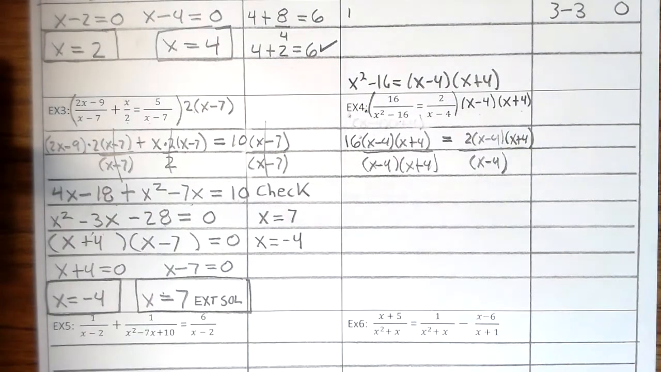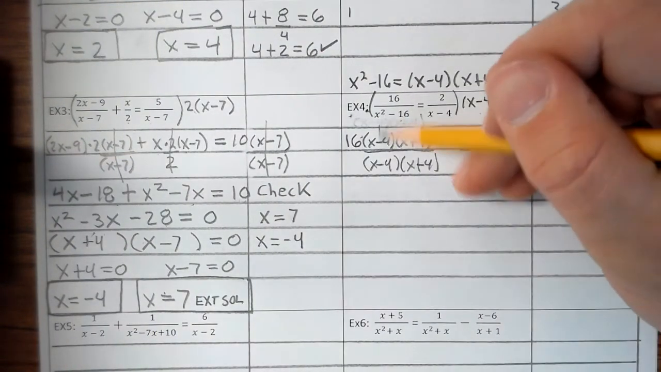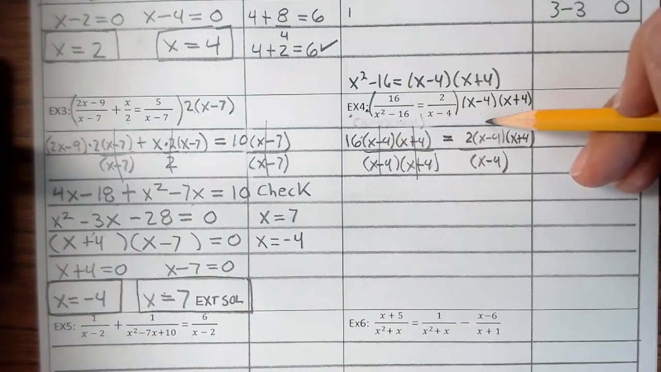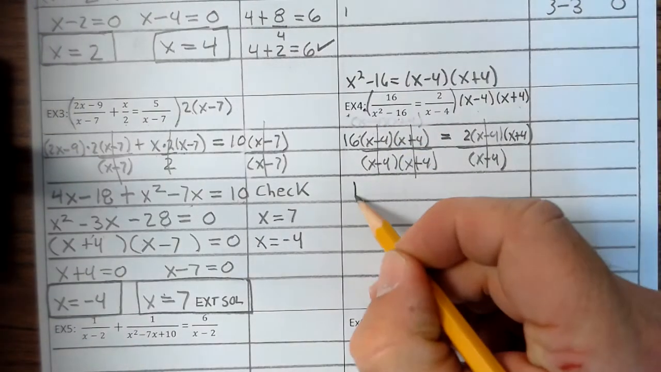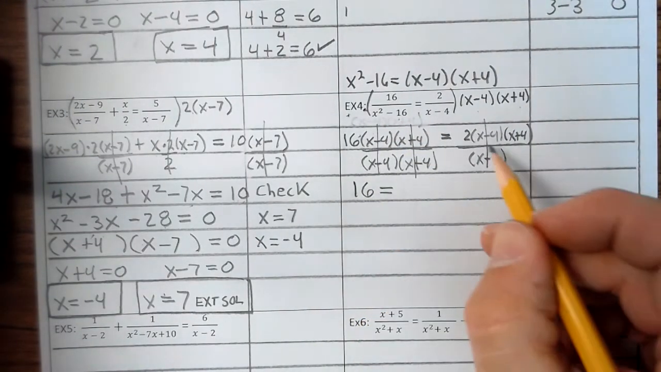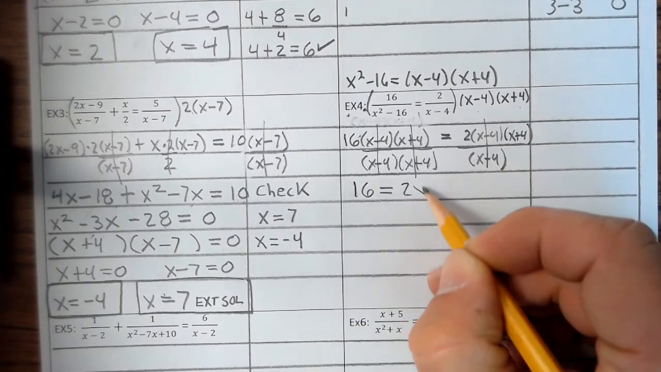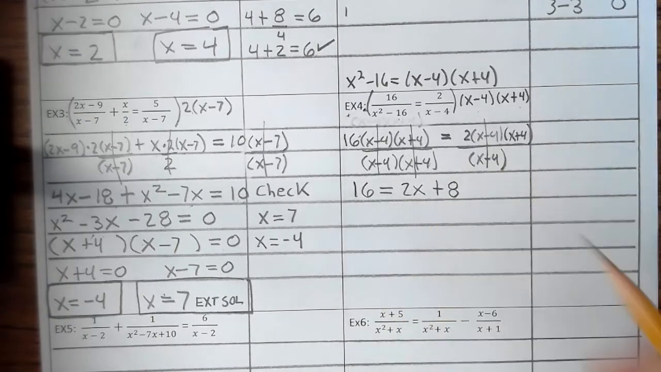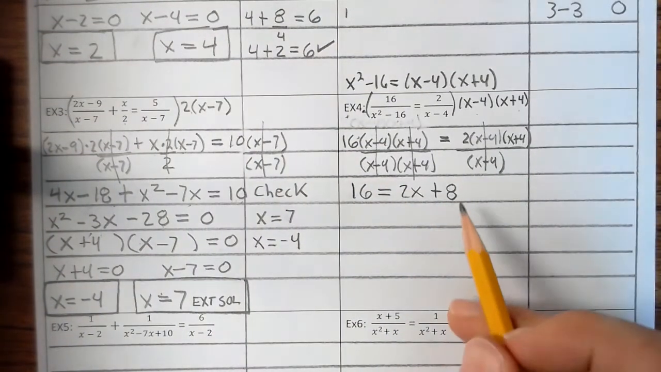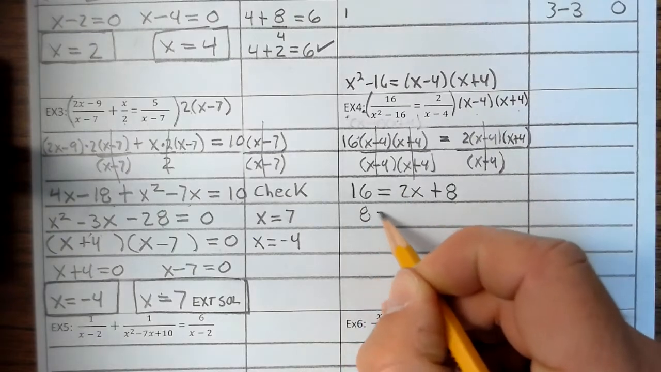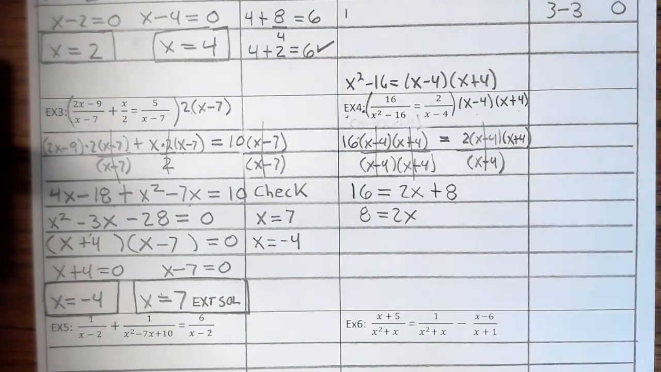Well, if you do this correctly, then everything divides and becomes 1. So that divides and becomes 1, divides and becomes 1, divides and becomes 1. Fractions are gone. You're left with 16 equals 2 times x plus 4, which is equal to 2x plus 8. And then solve for x. So we're going to subtract 8 from both sides. You get 8 equals 2x. Divide both sides by 2, so x equals 4.